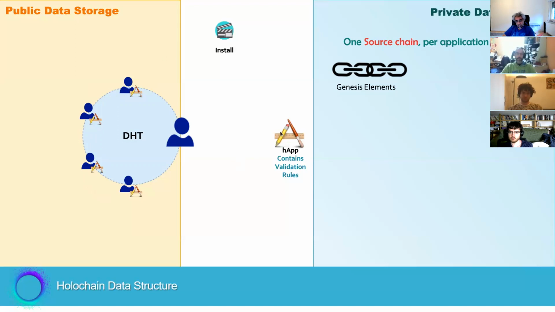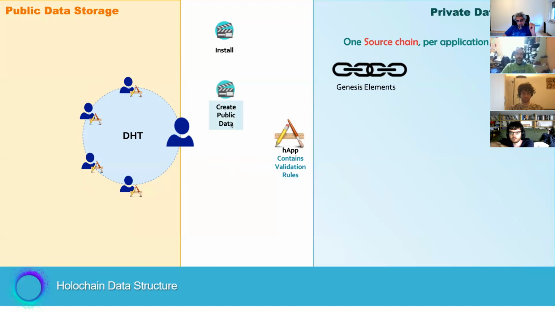So after the installation, each person is going to have exactly the same source chain on their own private storage. But for sure, because they have different key pairs, public key and private key, they are going to hold different elements as the Genesis elements, different data, but exactly the same conditions. It means 4 Genesis elements are going to be created for each of them after installation.